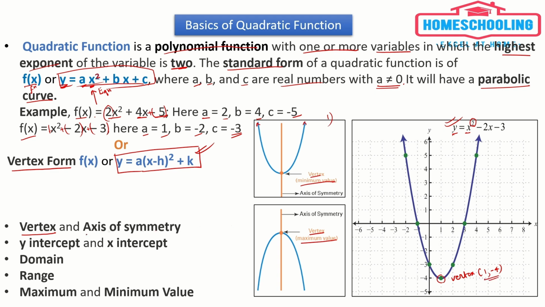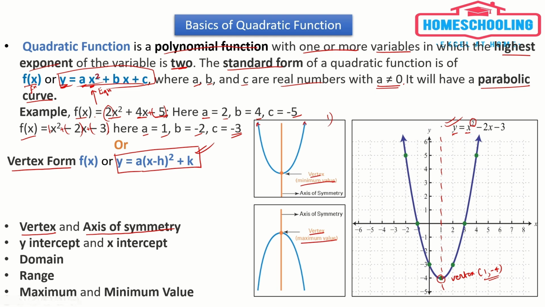Now, what is the axis of symmetry? The axis of symmetry is a vertical line which intersects the parabolic function at the vertex and divides it into two equal parts so that they can overlap on each other. It's a vertical line that intersects the vertex. This is our vertex here. When it intersects the vertex, it divides the curve into two equal parts. Whatever is on the left side is also on the right side.